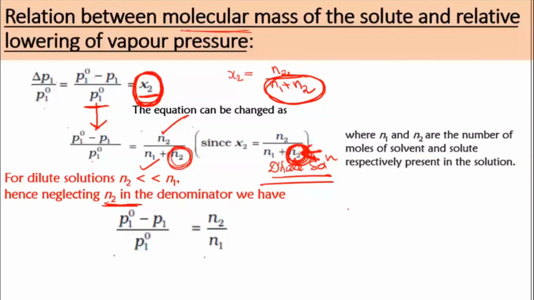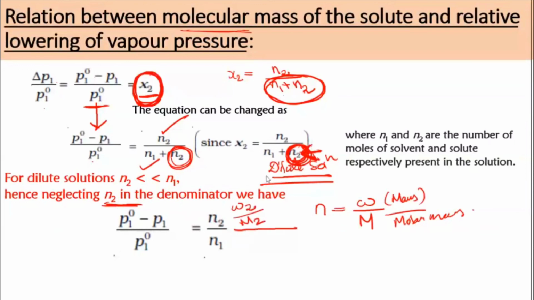Now, what is the number of moles actually? N is the number of moles. Number of moles is nothing but weight divided by molar mass, or mass divided by molar mass. So instead of N2, I can write the weight of the solute divided by the molar mass of the solute, whole divided by N1. I can write N1 as the weight of the solvent divided by the molar mass of the solvent, M1.